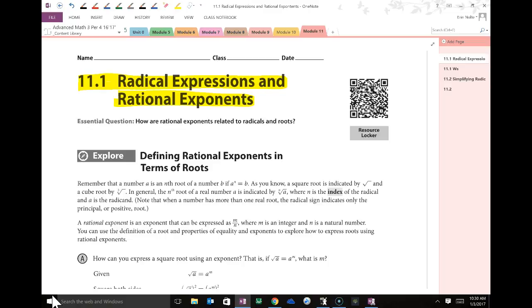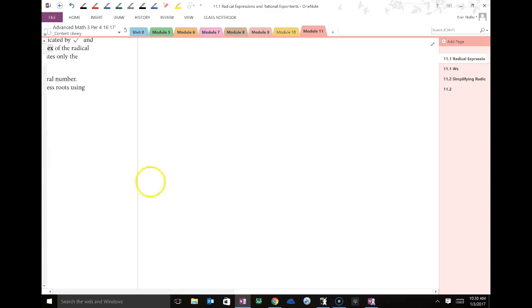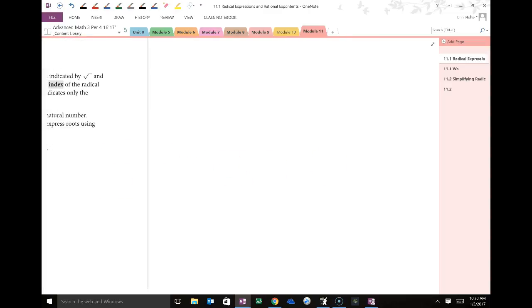The first thing I'm going to show you is how to go from radical form to exponential form. Let's start with radical form. Let's say we have the nth root of some number, calling it a, to the mth power. This is radical form. You can see the root. We can convert that into exponential form.